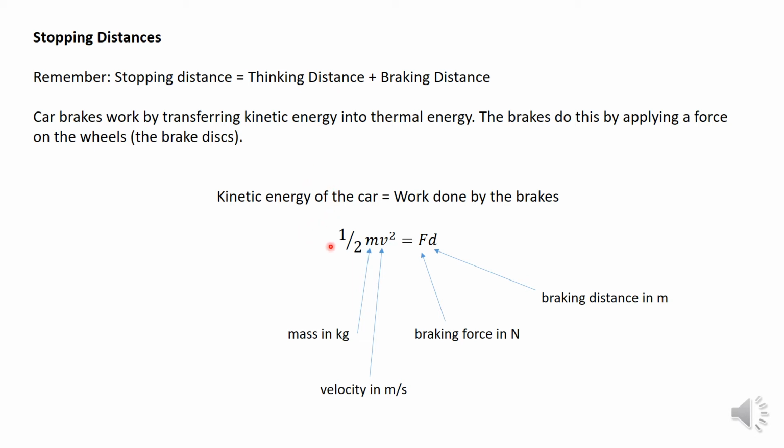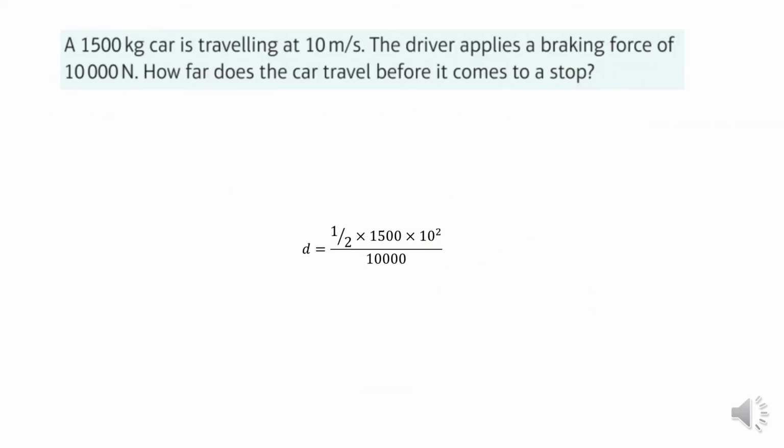In terms of the maths and the equations, initially you have the kinetic energy of the car, which is half times mass times speed squared. Remember, mass must always be in kilograms. That is equal to the work done by the brakes. Work done is force times distance. Force is the amount of newtons that the brakes are pushing on the wheels with, and the distance here is the braking distance, how far the car travels.